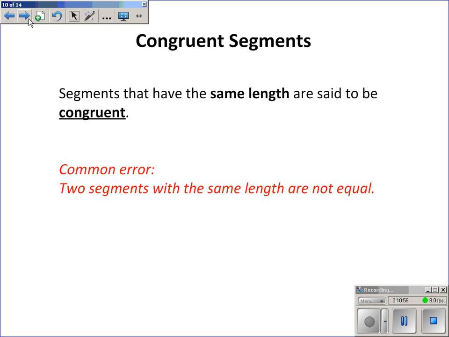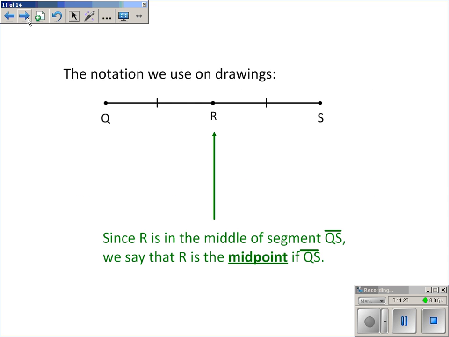Okay, and that same word congruent is what we use for angles. We use that for triangles. We'll use that for squares and rectangles that have the same shape. We'll use the word congruent, and we'll save the word equal for things that are the exact same, which usually are just numbers. But if two things are the exact same, we'll call them equal.